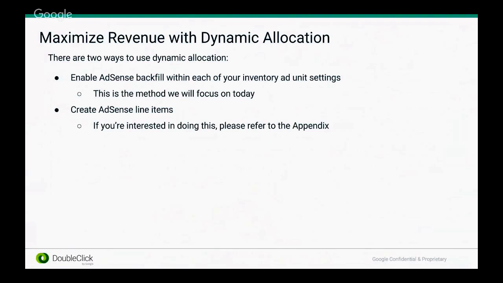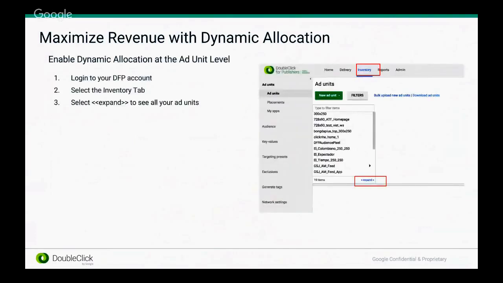But there's another method as well, which is called the line item level backfill, where you actually go ahead and create an AdSense line item. It has its own advantages. Reporting can be slightly better if you create AdSense line items. Not every publisher is eligible for the second method, but for those of you who would be interested, we'll definitely share this deck with all of you. And in the appendix, we can include details around how you can get set up if you wanted to go with the second method, that is the line item level backfill. But for now, let's look at how to enable DA at an ad unit level.